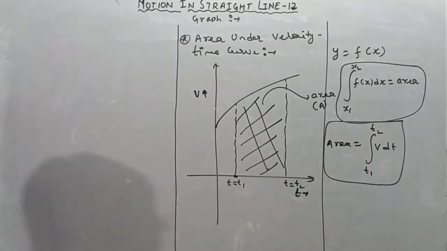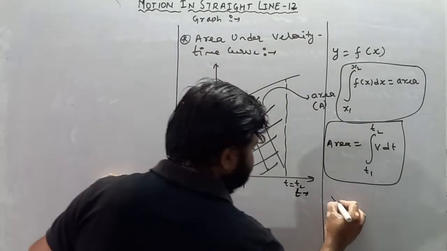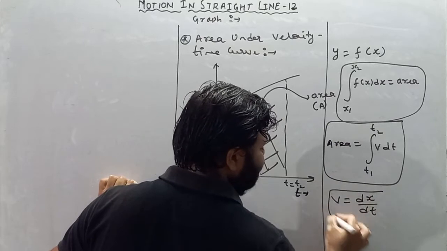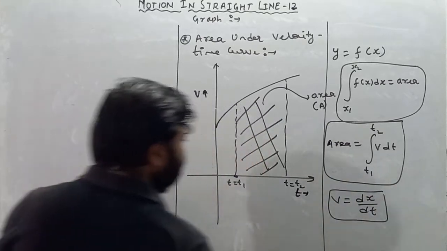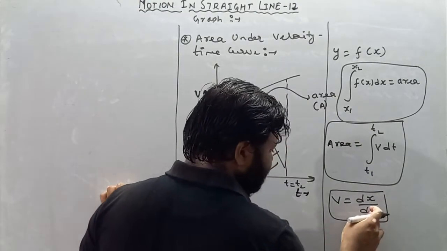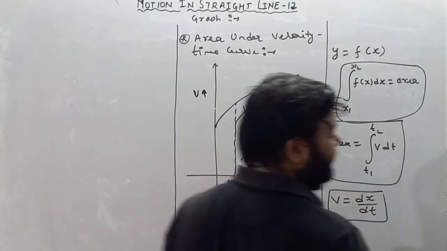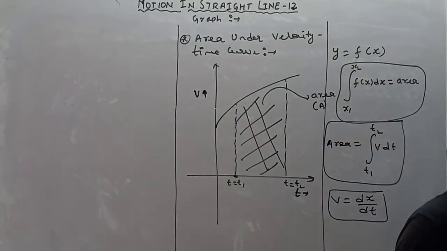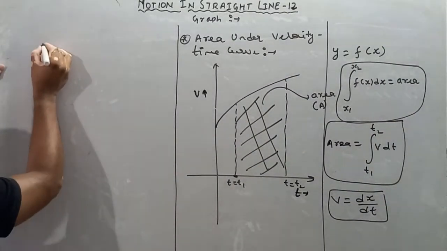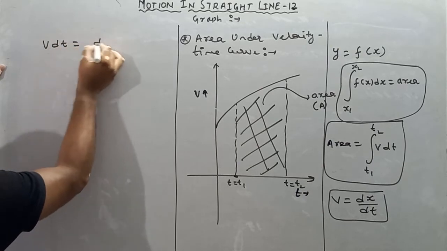So moving forward, now we know that velocity is nothing but change in position with respect to time, that is dx by dt. So what I'll write, beta, instead of dx, let dt come this side. So what we'll get, beta, v dt is equal to dx.